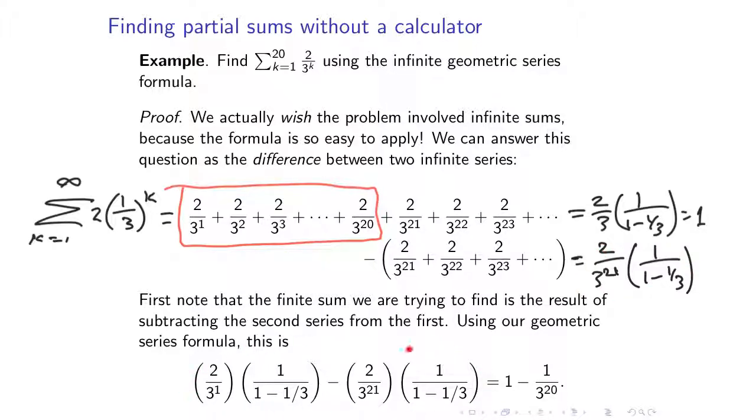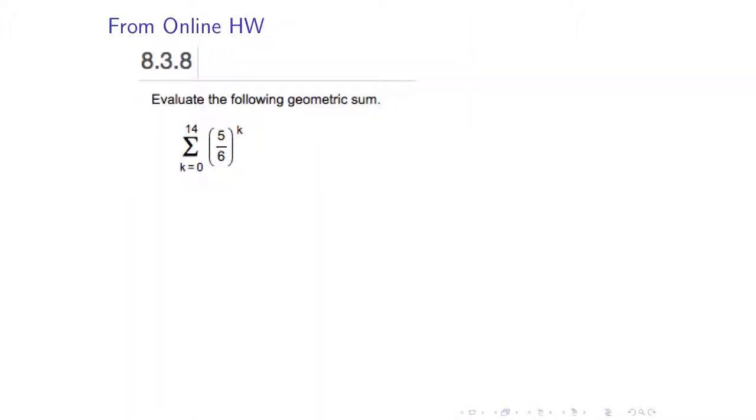And you can resolve this fraction just a little bit, and the final answer comes out to be 1 minus 1 over 3 to the 20th. And for this one, because you would be adding 20 terms, I think that's significantly easier. If all you had to do is add 6 terms here, then this seems like a really long-winded way to do it. So here's an actual problem from the homework. It involves adding 15 terms. So let's just do it real quick.